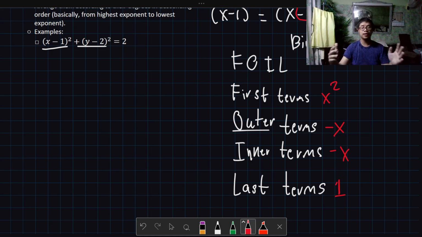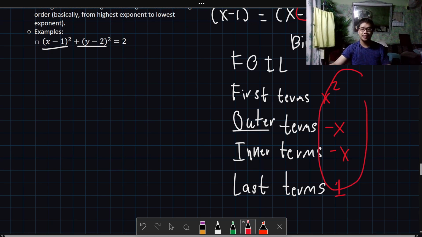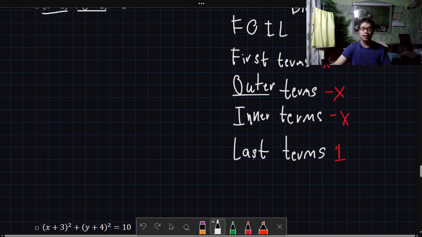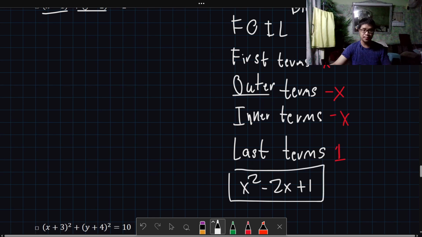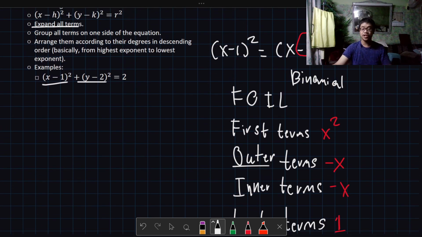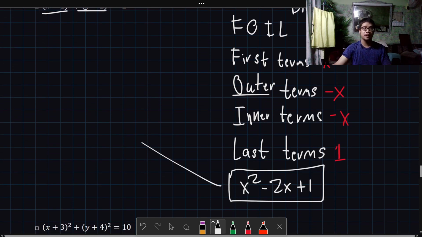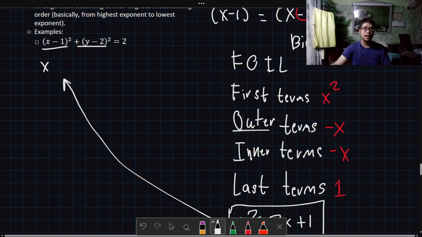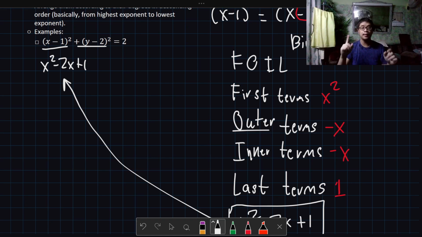Okay, so that's the method. Oh, wait, I forgot. You're going to add all of them. You're going to add these four terms. So as a result, you will have x squared, then negative x plus negative x will give you negative 2x, then plus 1. So this is the expanded form for the square of x minus 1. I'm going to put it here: x squared minus 2x plus 1. It's already expanded. Remember, when we say expand, meaning there's no parenthesis.